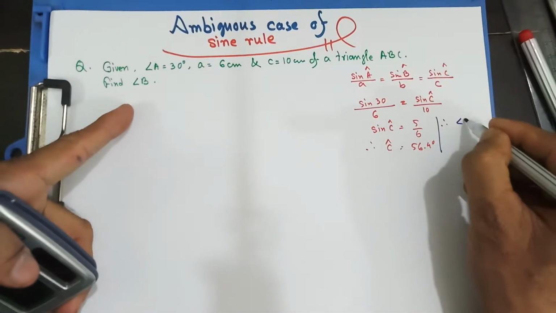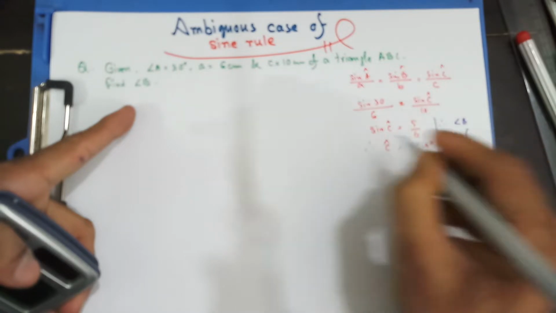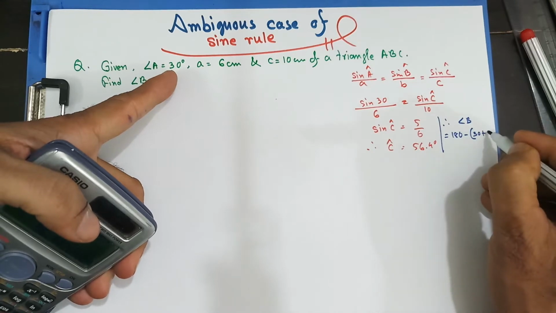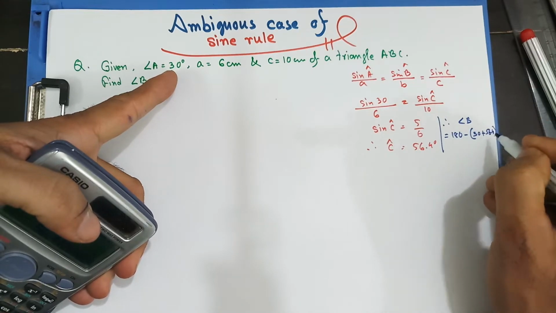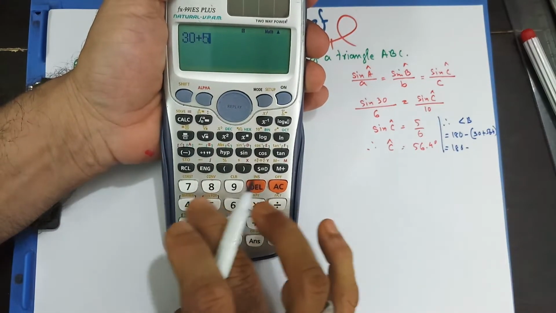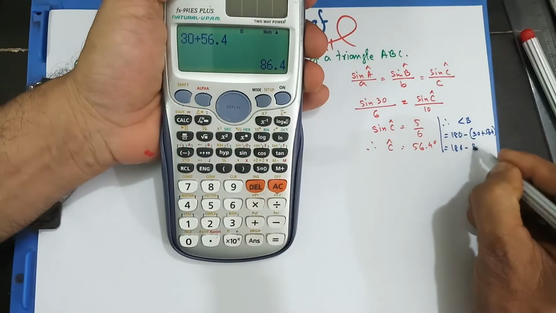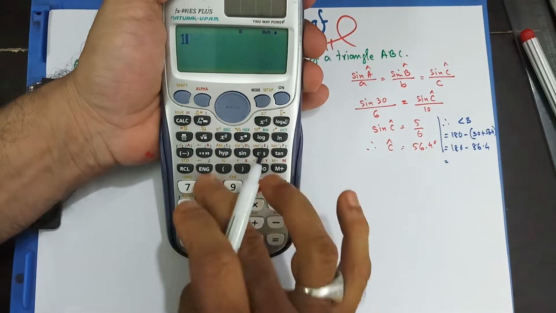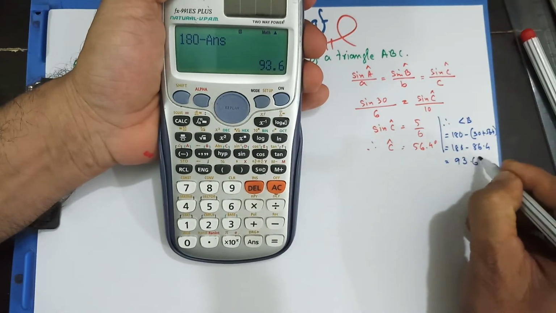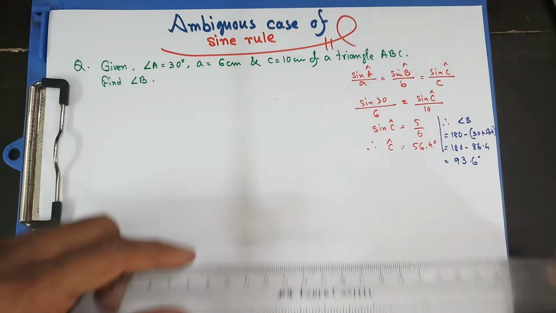Now I can calculate B, since the sum of the three angles of a triangle equals 180 degrees. The sum of these two should be subtracted from 180. So 180 minus (30 plus 56.4), that gives me 86.4. So 180 minus that should be 93.6. That's my angle B. Now let me draw that and see what happens.